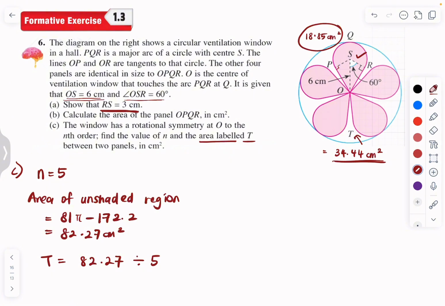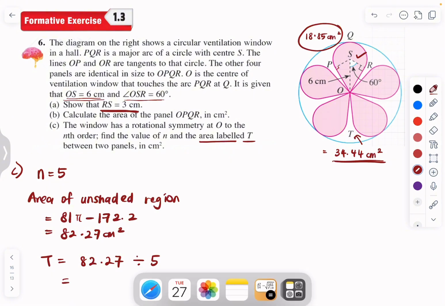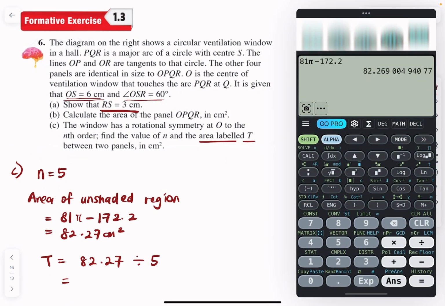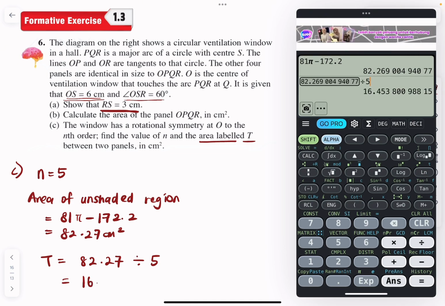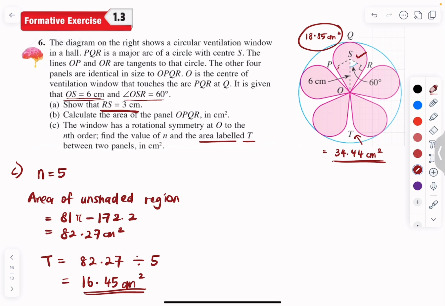This kind of looks like the Tesla logo actually. Okay, so let's divide this by 5. So we get 16.45 cm square. So this will be our final answer. That's all.